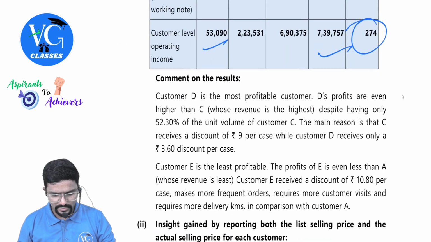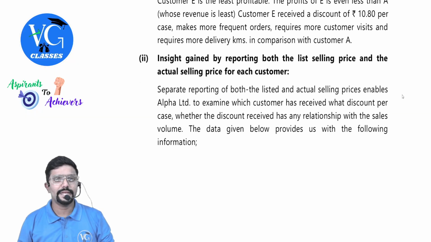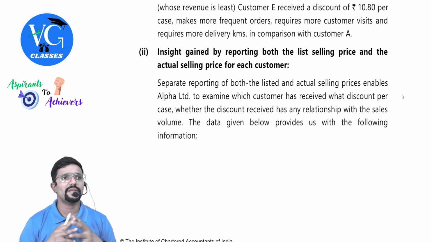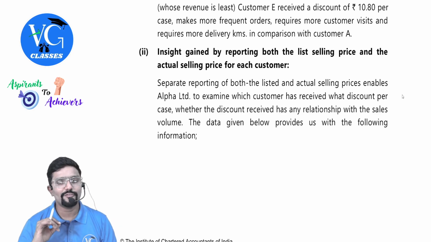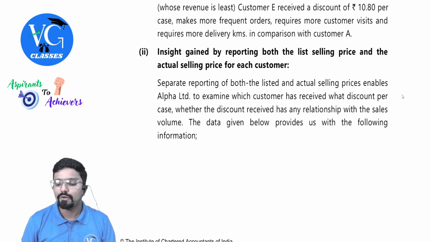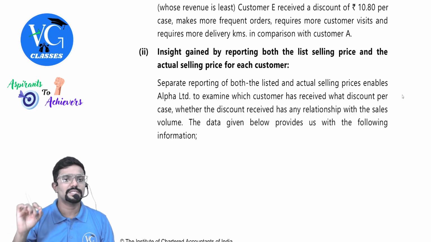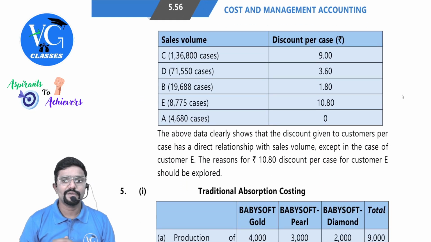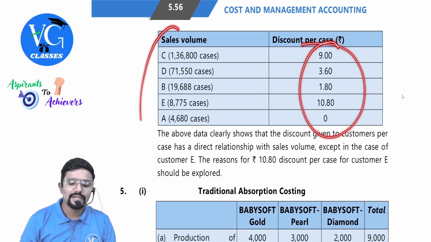Guys, for the previous question, did we do the last one? The insight gained by reporting both the listing selling price, we are not done, I guess. Yeah, I will just cover it up. This is for the previous question: insight gained by reporting both the list selling price and actual selling price for each customer. What is the insight you have got there? Separate reporting of both the listed and actual selling prices enables Alpha Limited to examine which customer has received what discount per case, and whether the discount received has any relationship with sales volume. The data given below provides us with the following information. So you can see the discount given per case and the sales volume.